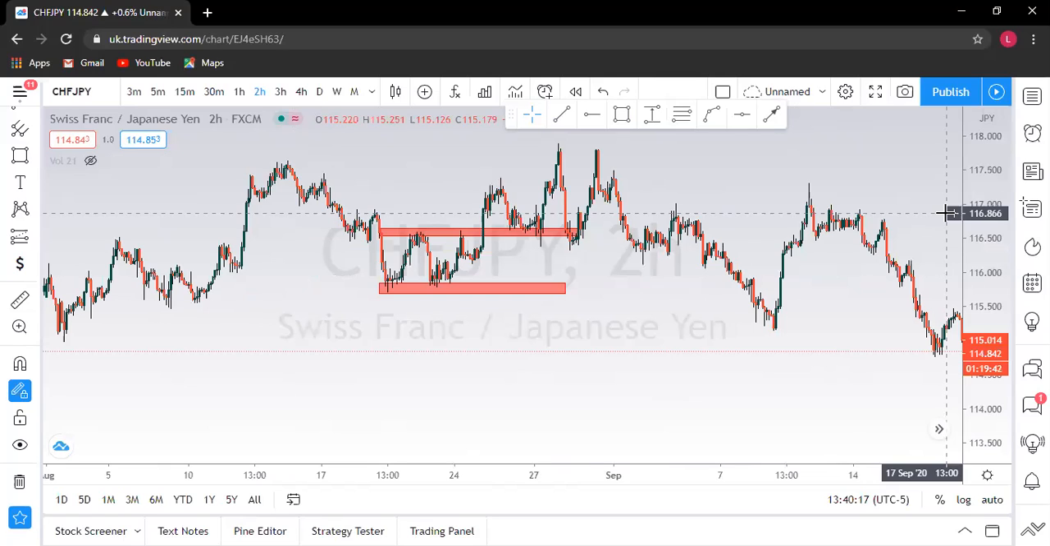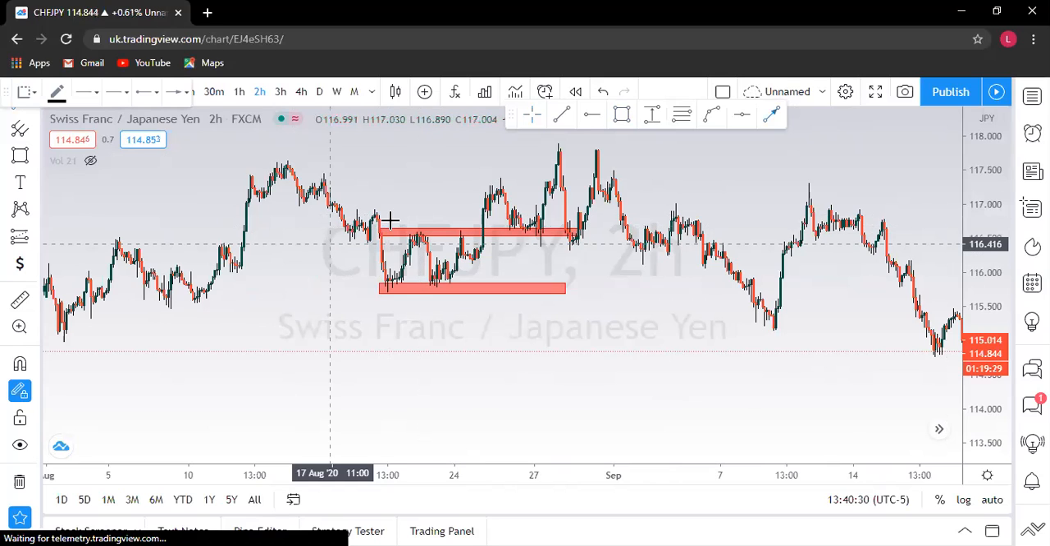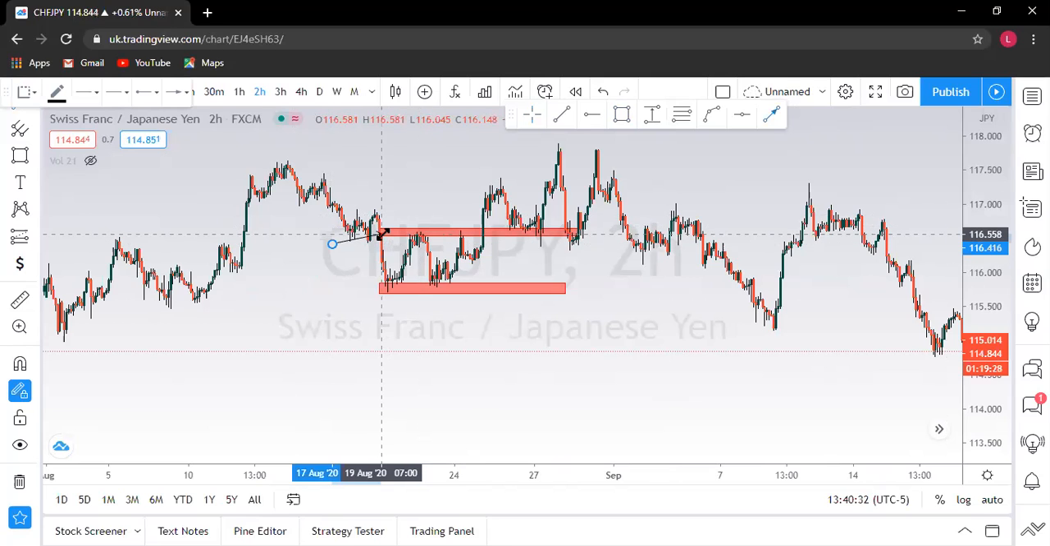If you look at it very well, why is this place a resistance? Because when market touched it, it fell. Then why is this a support? Because when market touched it, it went up, and this resistance came down again, went up.